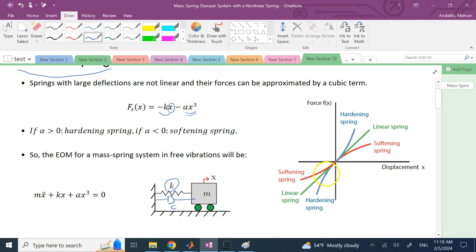Okay, so if you plot the spring force versus deflection, you either get this red curve with this kind of curvature, or you get this blue curve with this kind of curvature. In this blue curve, which we call hardening spring, this constant alpha is positive. So the force keeps going up like that. The magnitude of F is some k times x plus some positive alpha times x cubed.